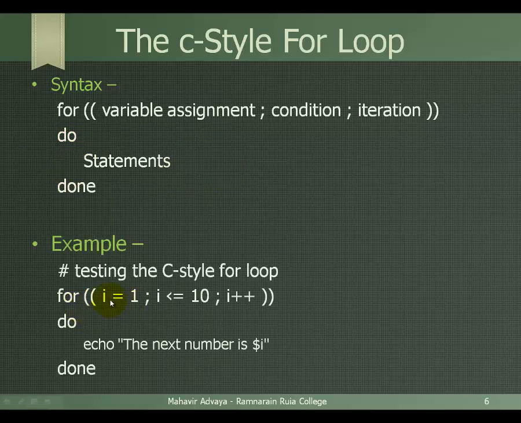Again we are printing 10 numbers here. You can see there is a space before and after the operator, and similarly a space before and after the semicolon. The statements that are to be repeated are under the do and done statement. This will print all 10 numbers in a line.